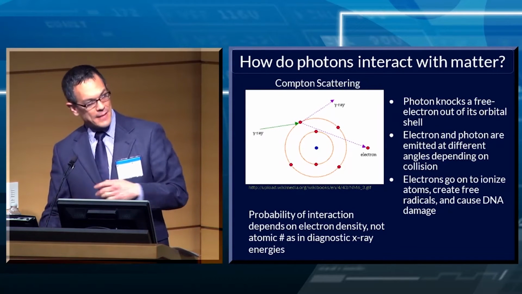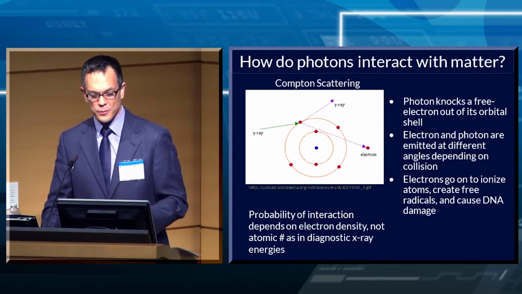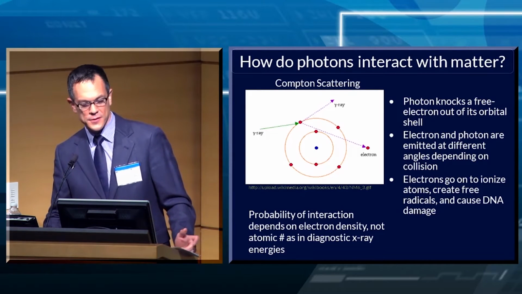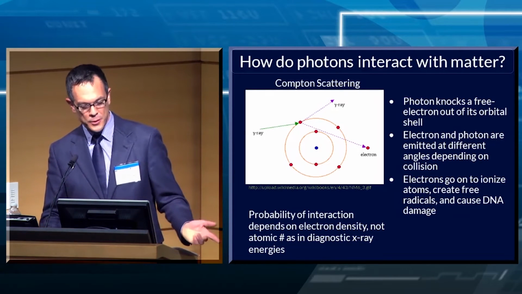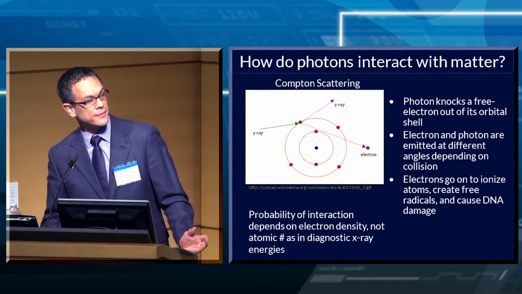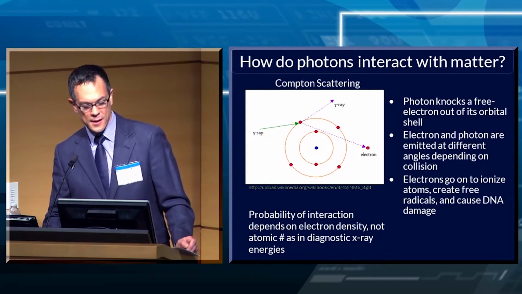So now we've been through a LINAC and a Gamma Knife, so we have photons that are hitting the patient, whether they're gamma photons or X-ray photons. So how do they interact once they hit the patient? There are several different modes of interaction, and I'm not going to go through all of them, but the most common one at the energies we're dealing with is Compton scattering.